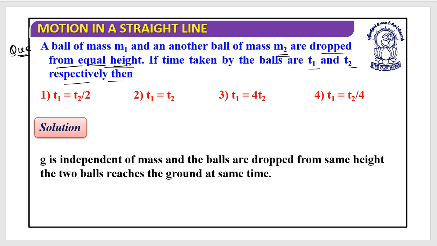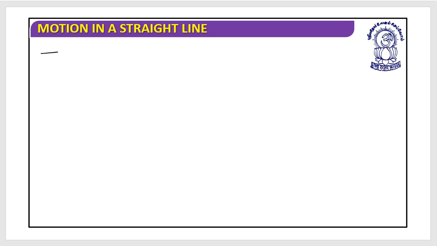Yes, so let's do it. Let's say this is height h, and from this side two balls are going to be dropped, with u = 0, and probably the first ball takes a time t1, another ball takes a time t2.